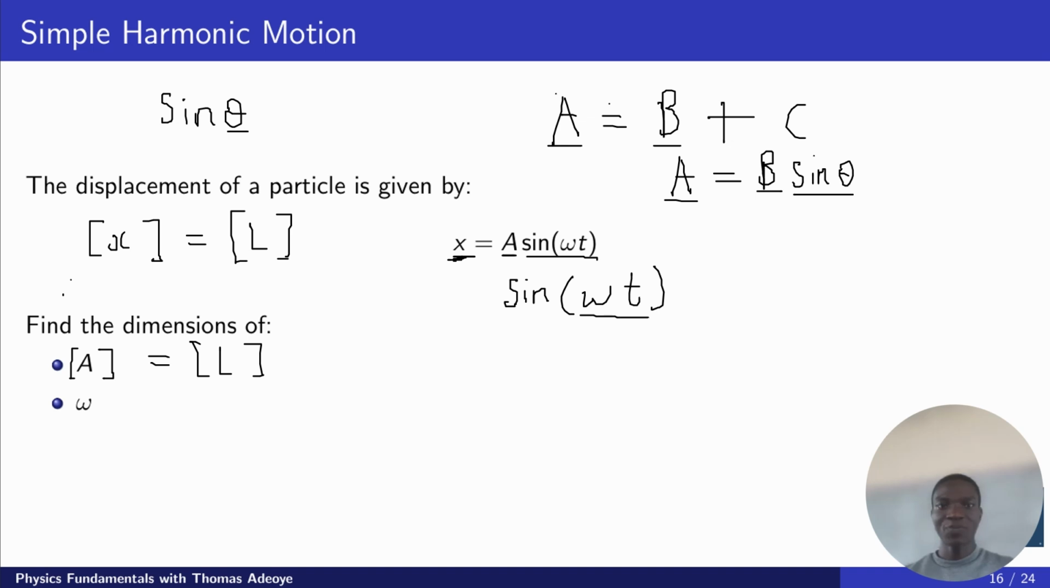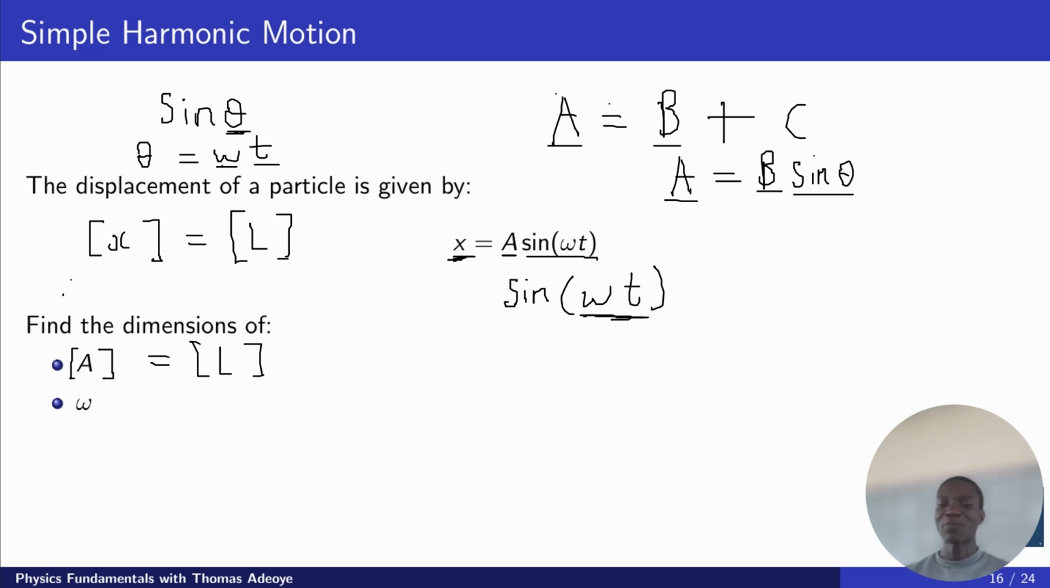Theta here is an angle, and angles are measured in degrees or radians. So angles have units, but they are dimensionless. So since theta is dimensionless, and theta is equal to omega t, it means the product of omega and t must be dimensionless.